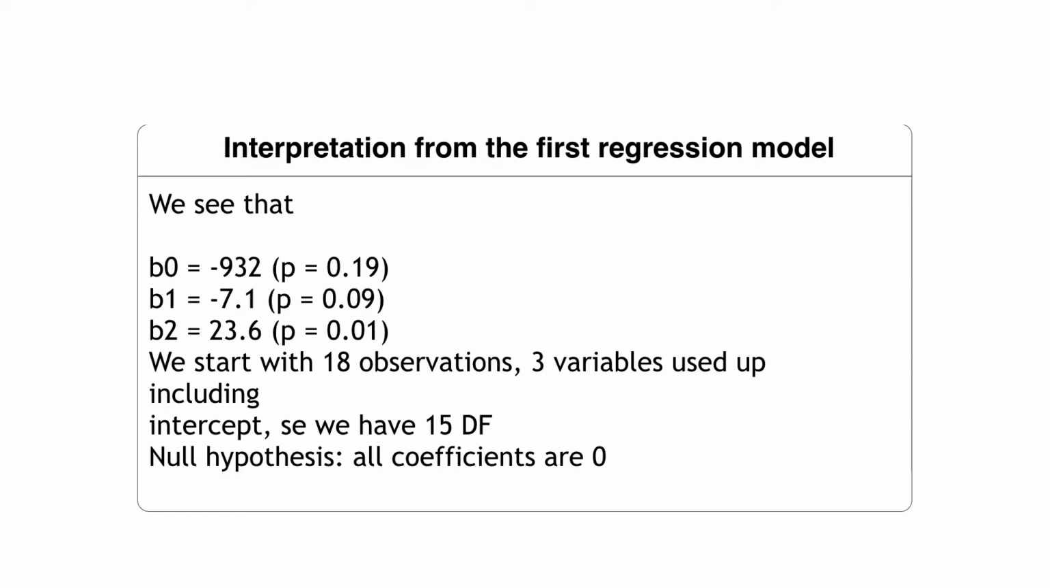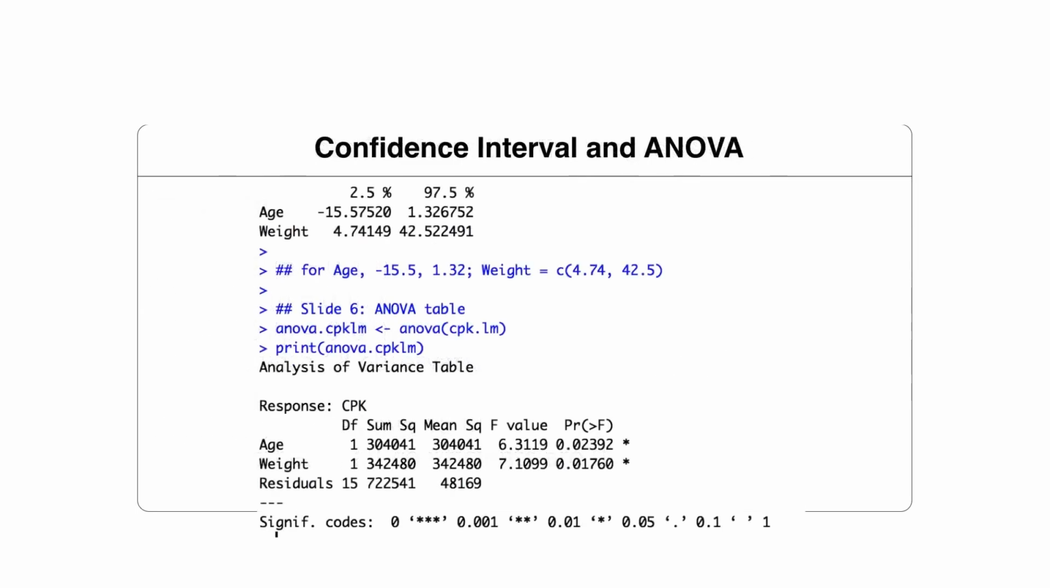The other thing that we can do is get an ANOVA table, and we can find the confidence interval for each of these three variables. And it's very, very simple. You can see that the confidence interval for age ranges from minus 15.5 to 1.32, which means that the confidence interval itself traverses the value of 0, and therefore we say that we just don't know. It's very, very wide. The weight variable, of course, is also very broad, ranging between 4.74 and 42.5.